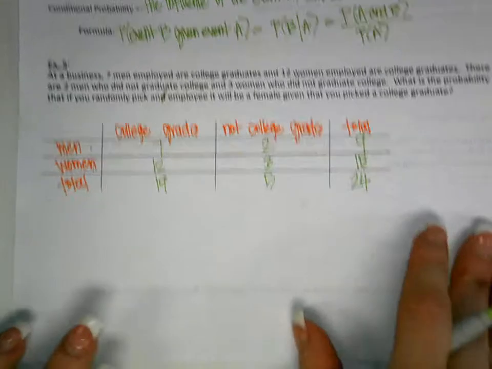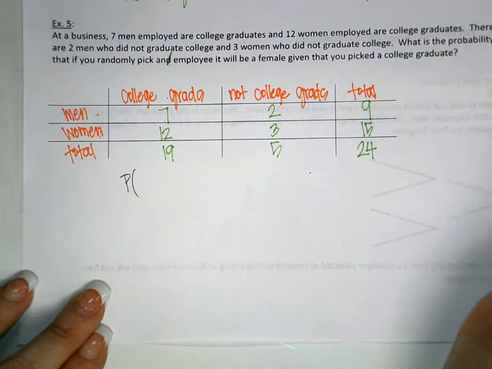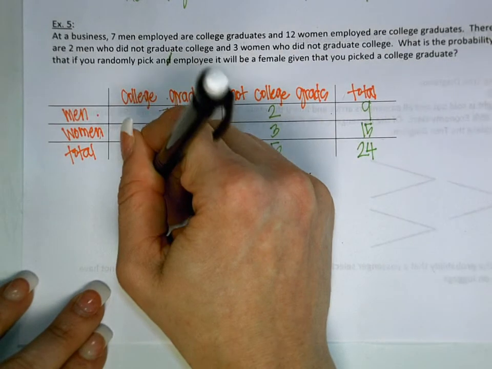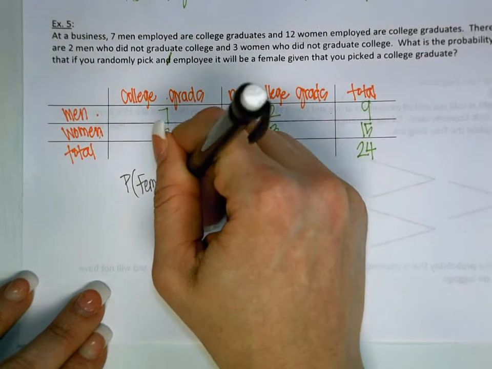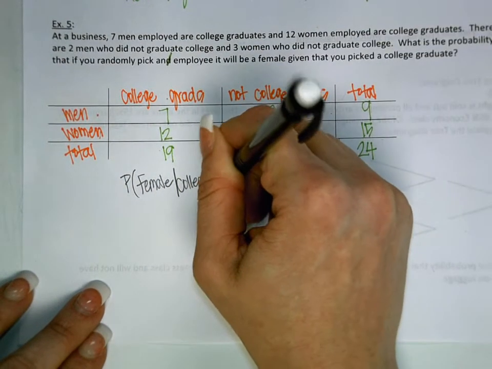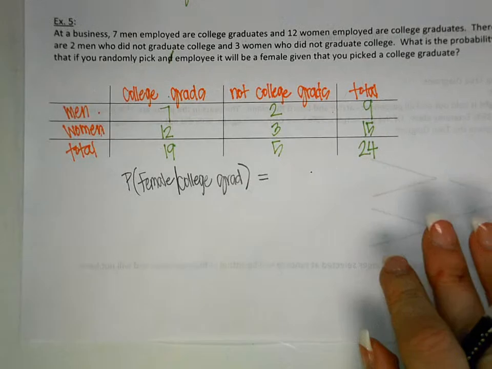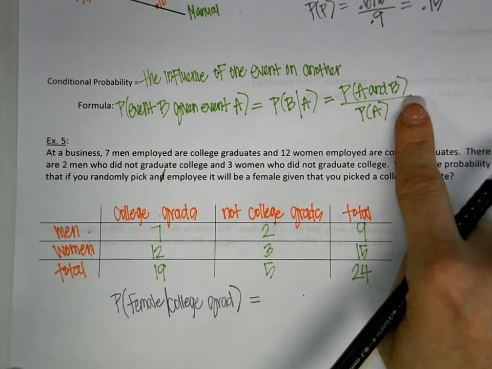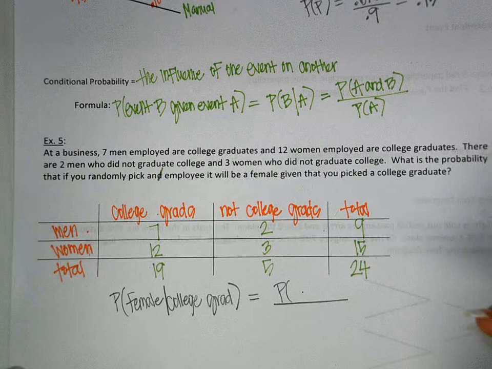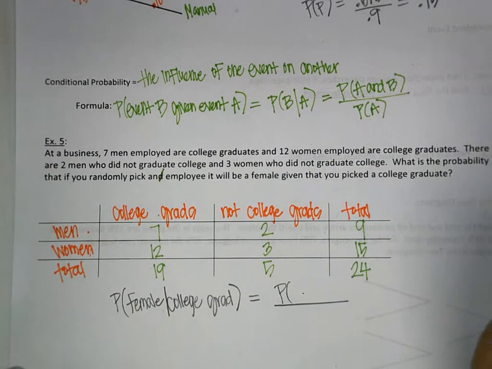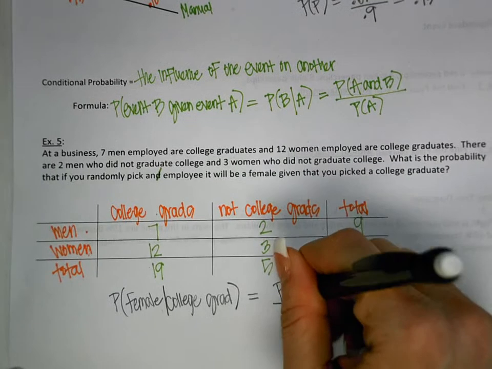So I'm going to find what is the probability that you pick an employee that will be female, probability of being female, given, so that line, they are a college graduate. Probability of being female if they are given to be a college graduate. So according to my formula up here, what should be in the numerator here? Probability of what? A and B. I don't want numbers, I want words. A and B is what? Female and college grad.